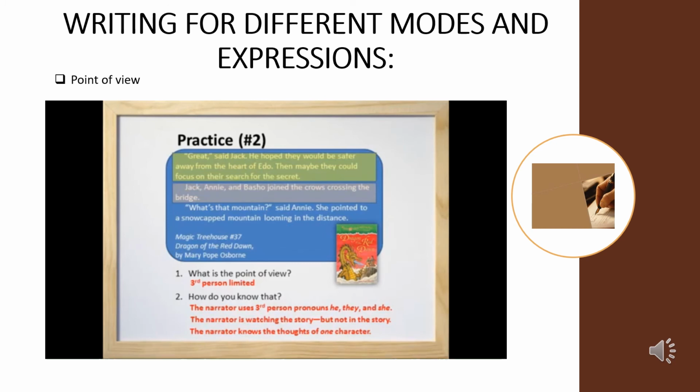Do we see any silent thoughts here that the narrator is telling us about? No, we don't. We just see here that the characters are crossing the bridge. And what about the last sentences about Annie?